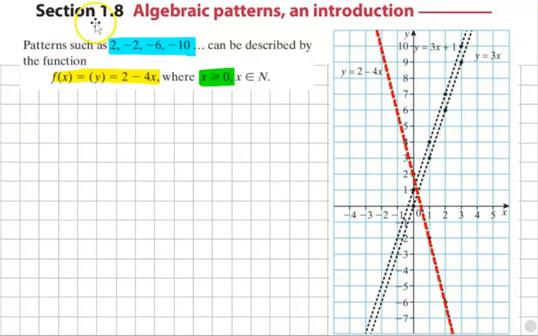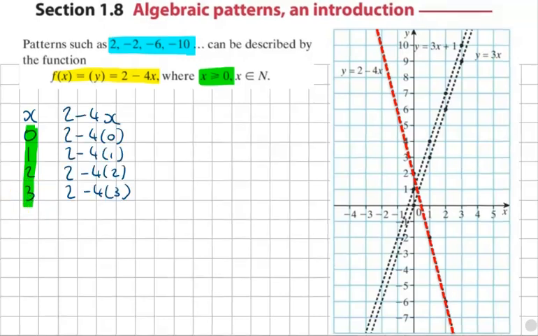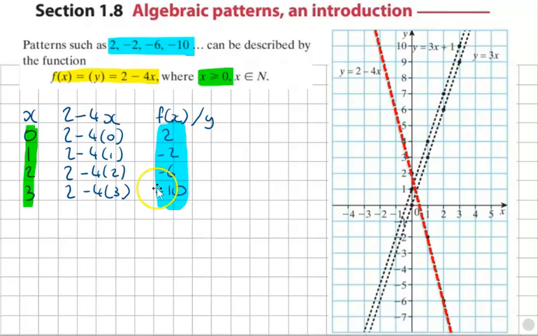Now if we take another pattern, 2, minus 2, minus 6, minus 10. So f(x), our function, is equal to y, which is equal to 2 minus 4x, where x is greater than or equal to 0. So our x values, 0, 1, 2, and 3. Our function, replacing the x in our function with brackets and inputting 0, 1, 2, and 3. And then our outputs, 2, minus 2, minus 6, minus 10. So that's the pattern we were given.